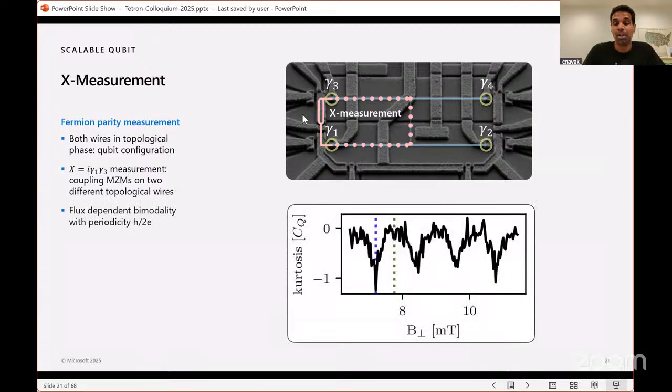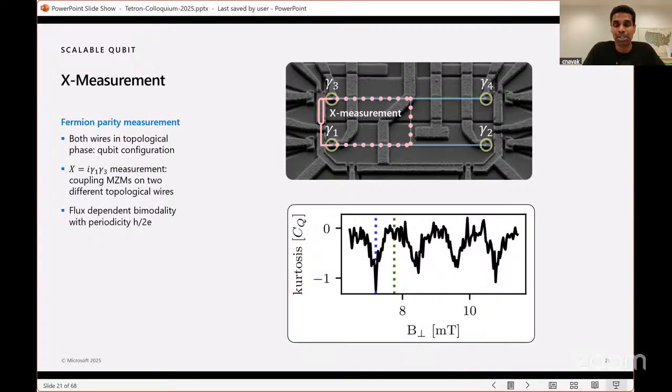Here's what we see. First of all, we see that it's flux dependent. Okay, this is what you'd expect. It has a flux dependence that agrees with what we'd expect for this area. Actually, the lithographic area here is about 1.75 microns squared. And we see a periodicity associated with that. What I'm showing you here is a kurtosis.